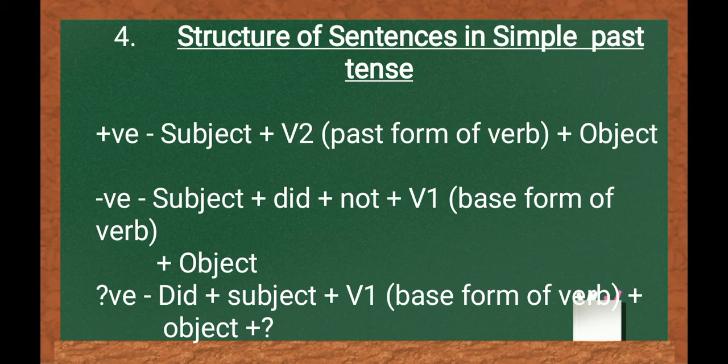Next, interrogative sentence. In interrogative sentence, did will come at first. Did, then subject, then base form of the verb, then object, and then question mark. Question mark is compulsory. If you don't put a question mark, it will not be an interrogative sentence. Okay. Again imagine an interrogative sentence in simple past tense. Did, subject he, verb eat, object a mango, then question mark. Did he eat a mango? Hopefully the sentence structure is clear to you.